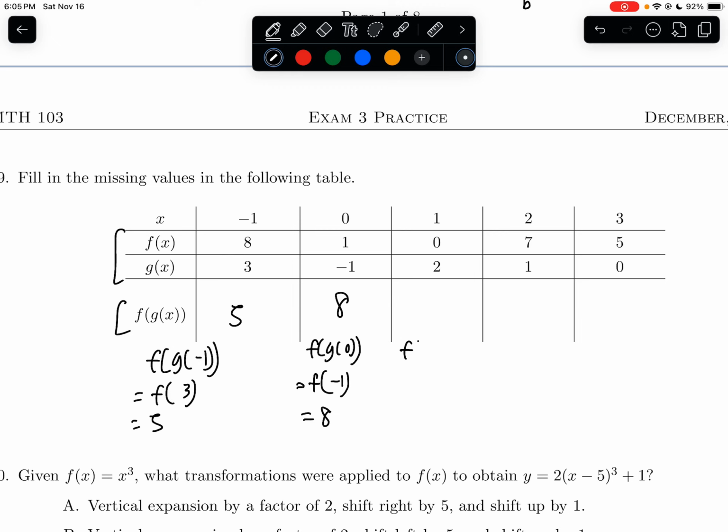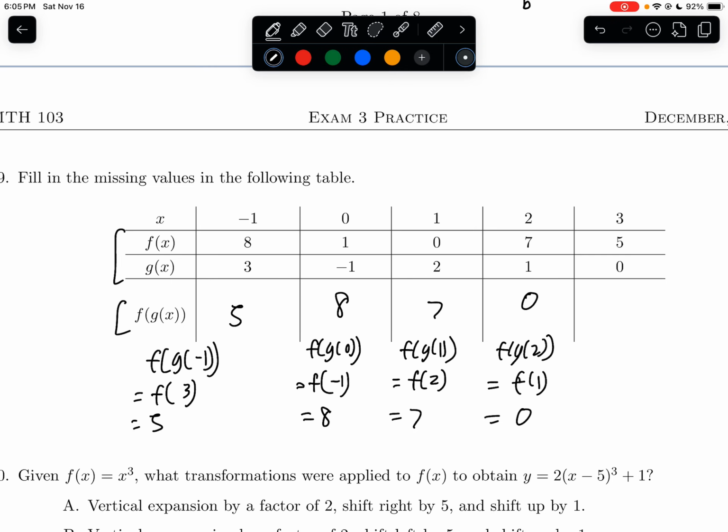I want here f of g of 1. G of 1 is 2, and then f of 2. I should have written f of 2 here. And f of 2 is 7. X equals 2, f is 7. So that's the value. And then f of g of 2, look at the table, g of 2 is 1. So I'm looking for f of 1, and f of 1 is 0.